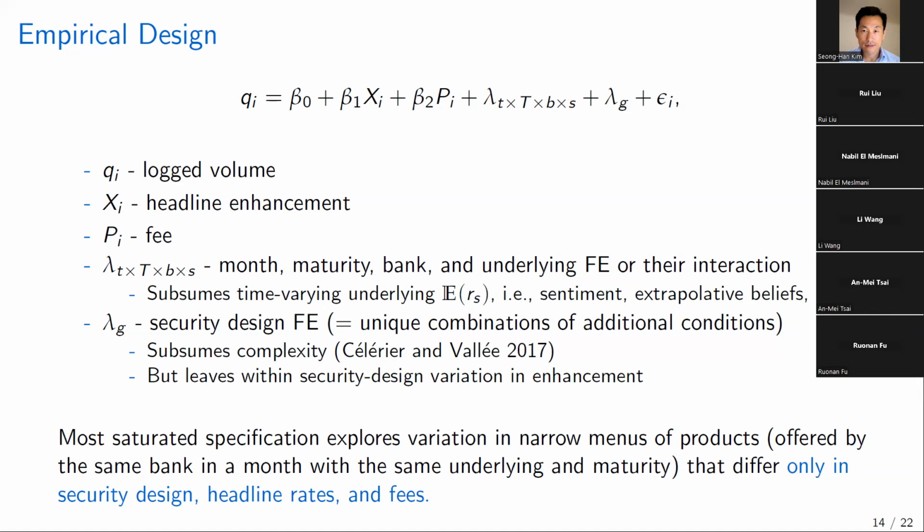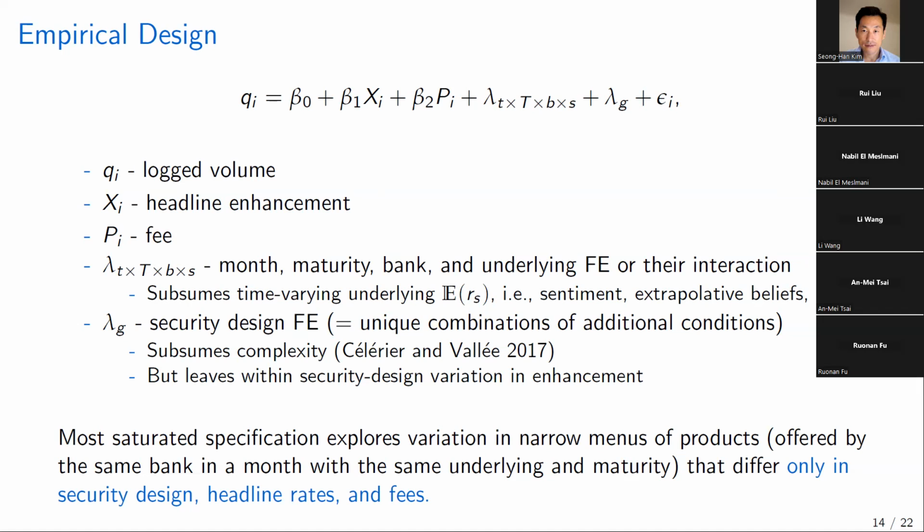So in my most saturated specification, I will have also interaction of these fixed effects. So I will have interaction of underlying times month. And so I'm going to take care of any kind of stories that involve sentiment, extrapolative beliefs, whatnot. On top of it, I will also include security design fixed effects. I'm going to be controlling for complexity. So my story cannot be driven by any stories where investors have either preference for complexity or complexity aversion, because I will keep complexity fixed. I will include fixed effects for security design.